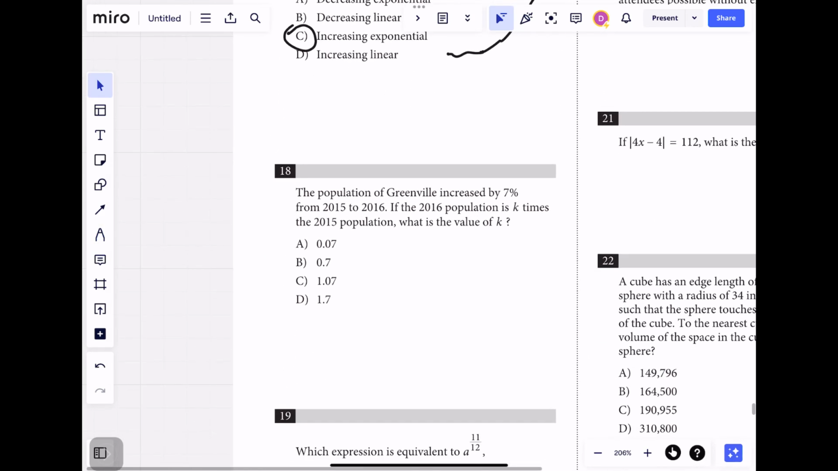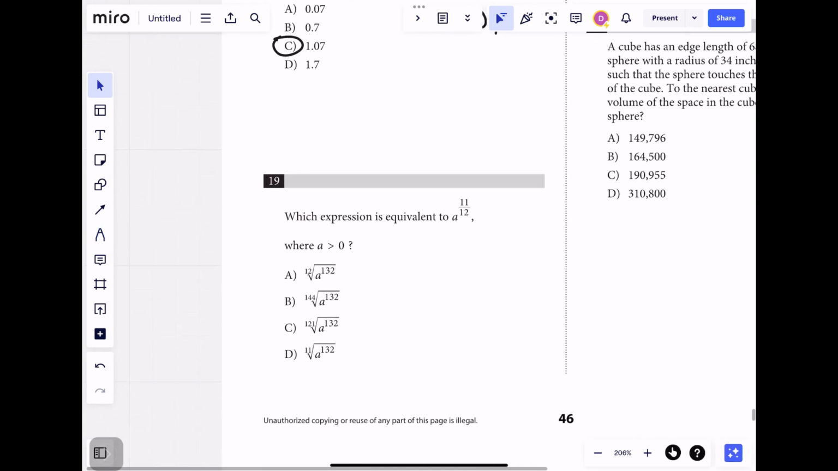The population of Greenville increased by 7% from 2015 to 2016. If the 2016 population is k times the 2015 population, what is the value of k? 7% greater is just the same as 1.07 times, which is C.